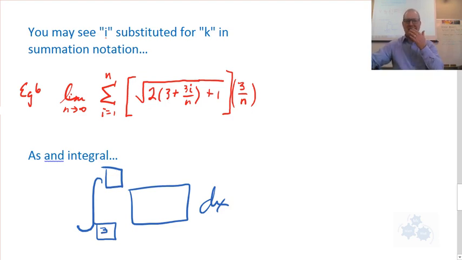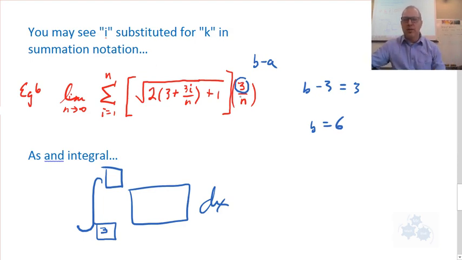Now, how do I know what b is, though? That's really tough, isn't it? Because of the 3 over n. Yes, thank you. This right here is b minus a. So b minus 3 has to equal 3, so b equals 6. So a is 3, and the interval is 3 units long. Maybe for this example I could have chosen different numbers to avoid confusion, but this is 6, you're absolutely right. So this is a, and this is the width of the interval. It's 3 units, so starting at 3, going to 6.